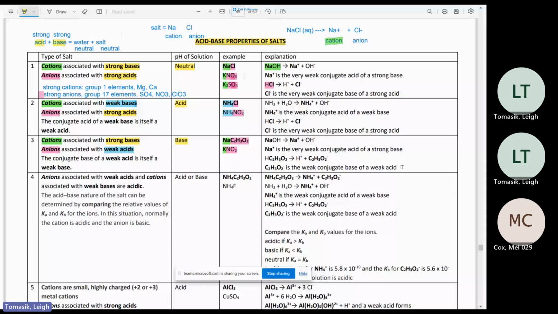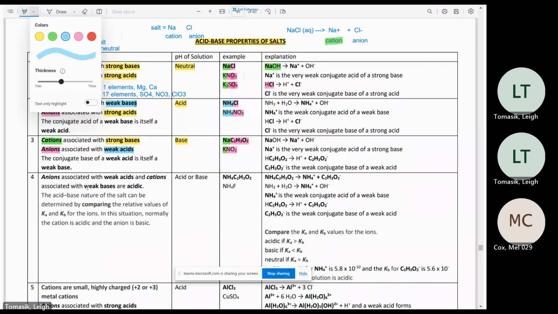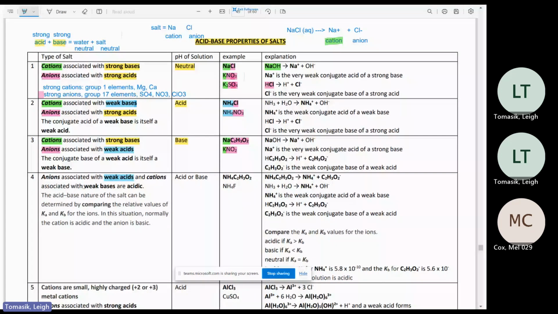So strong acid, strong base, neutral salt. Weak base, strong acid, acidic salt. Strong base, weak acid, basic salt. And then we have what happens if both our acid and our base are weak. So what happens when we have a weak acid and a weak base?